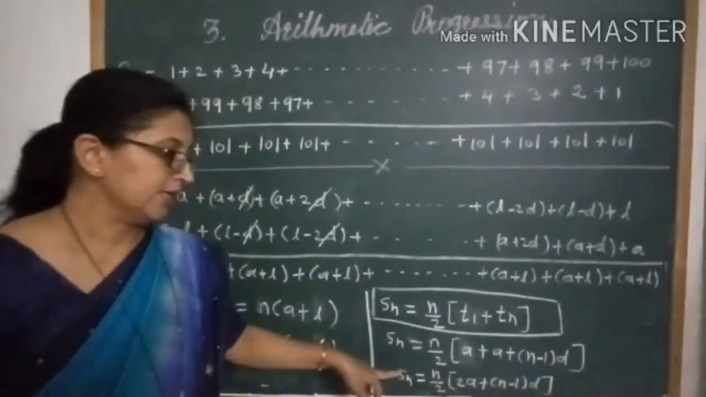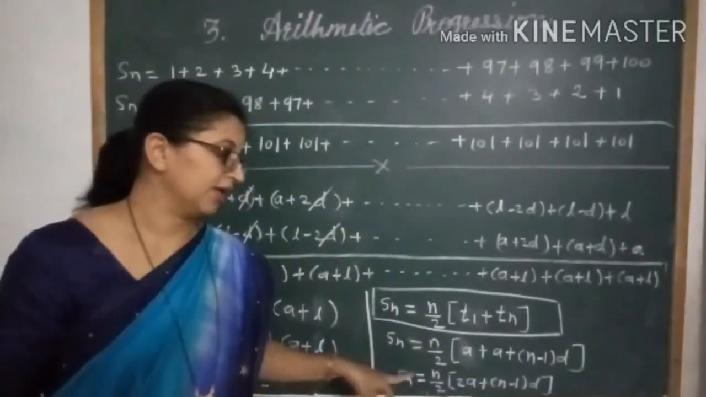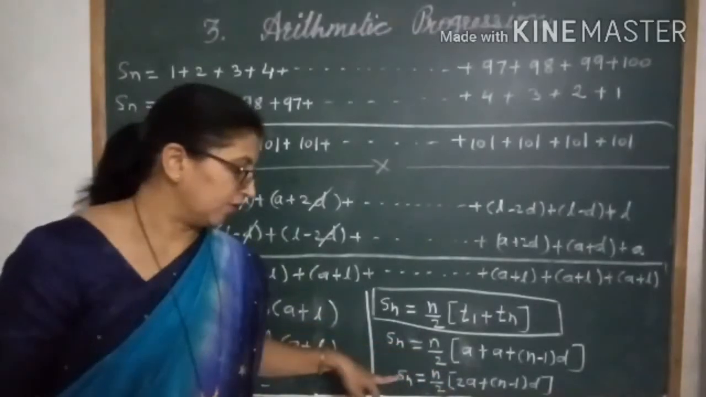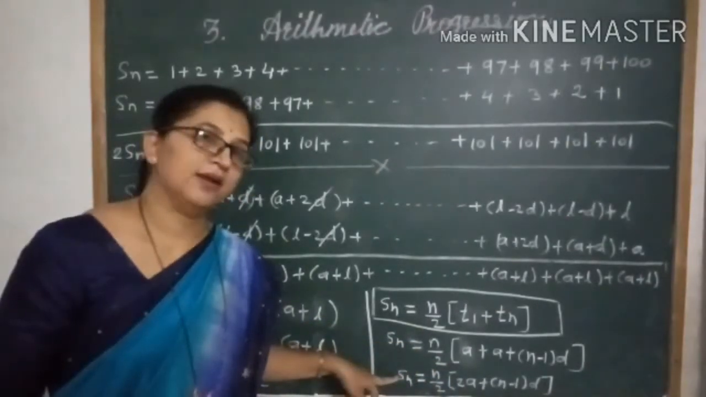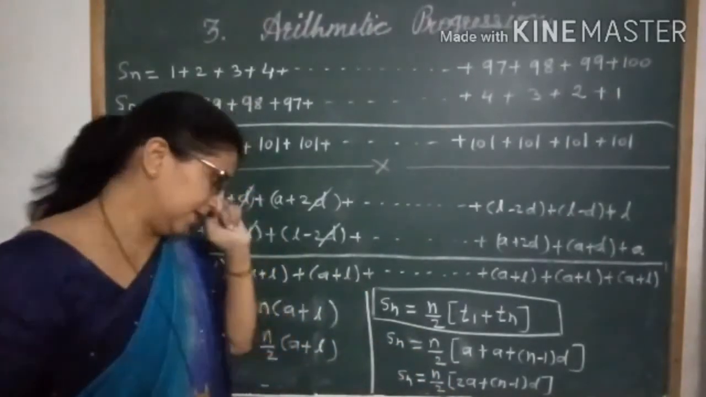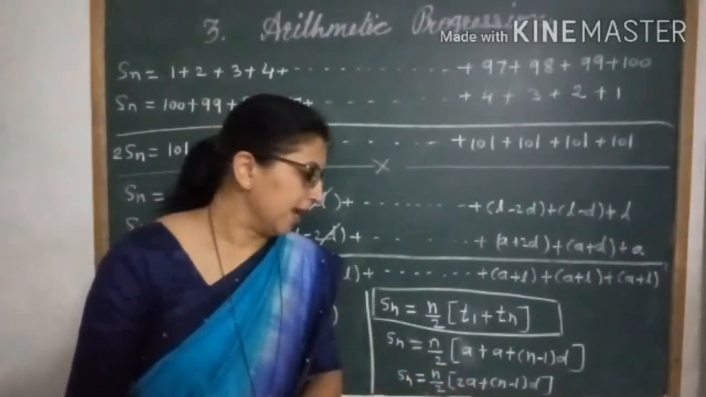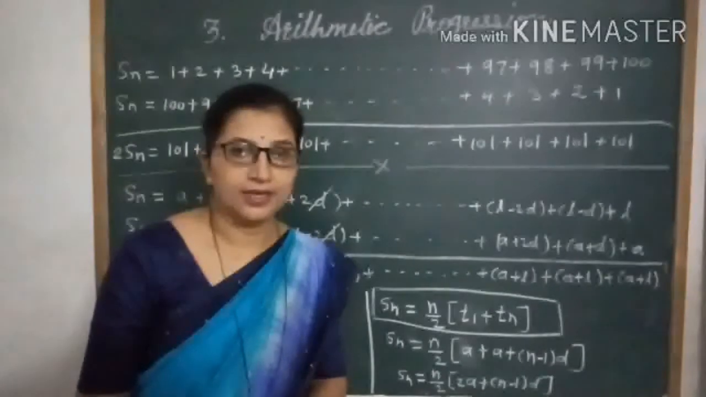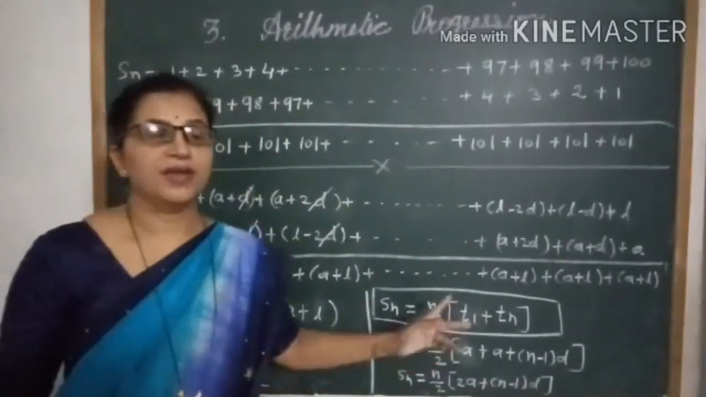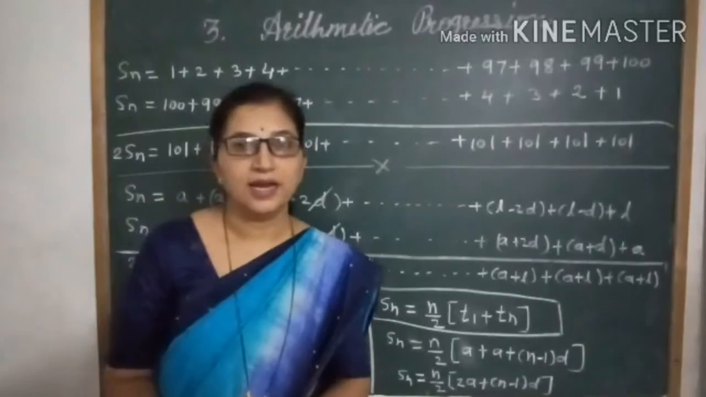So dear students, here we got the formula. If we are given A and D, the formula to find the sum of the first n terms is Sn is equal to n upon 2 into bracket 2A plus n minus 1 into D. So by using this formula we can find the sum of the first n terms.